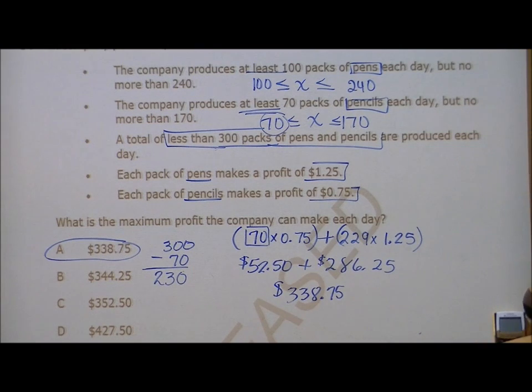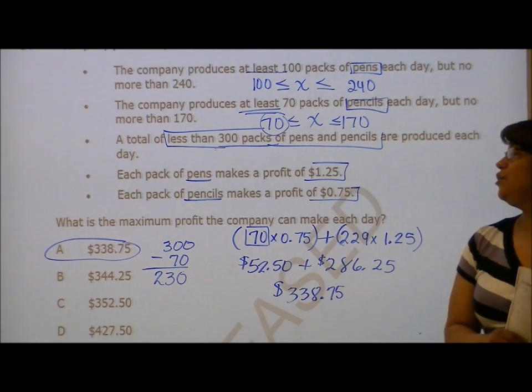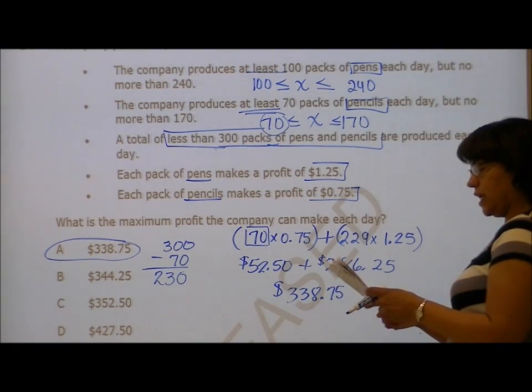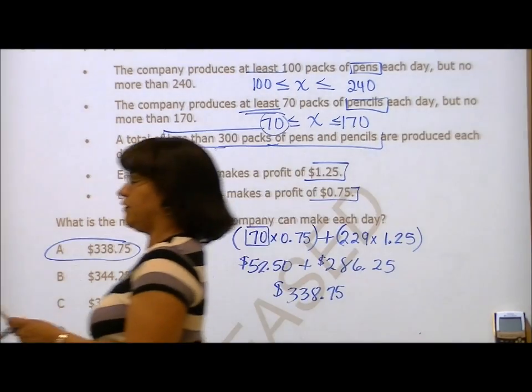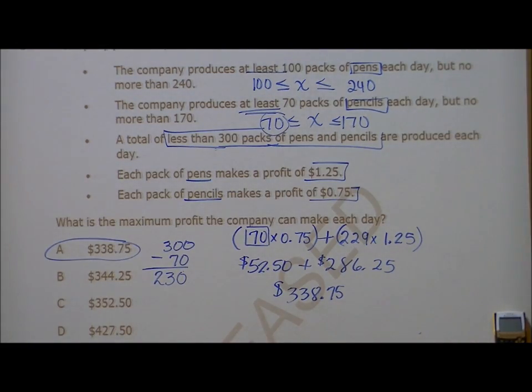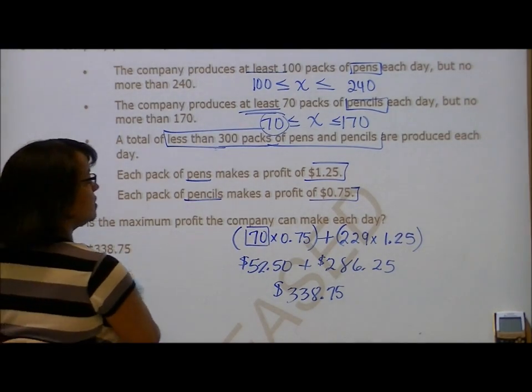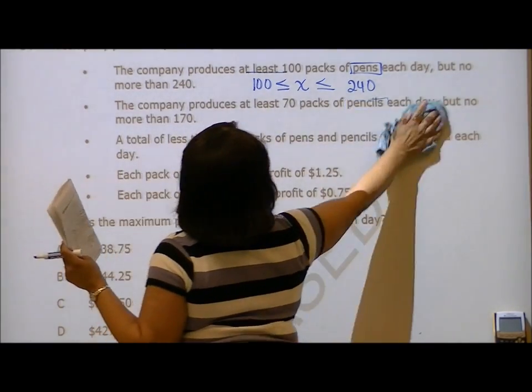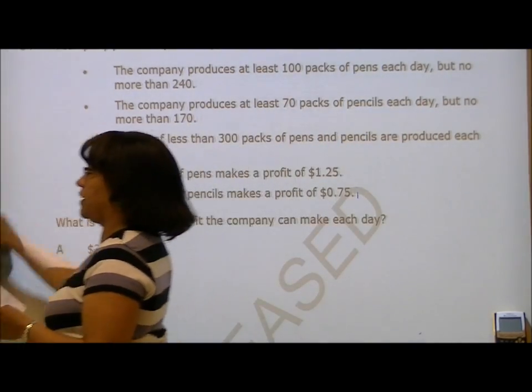Be careful, make sure that you don't go below 70. You cannot go below what they give you as your minimum, okay? So that's how you get that answer. Let's move on to number 35. Number 35 is a little complicated, but don't worry because I'm going to show you how to do it and you'll be okay. After we do number 35, you'll be fine.